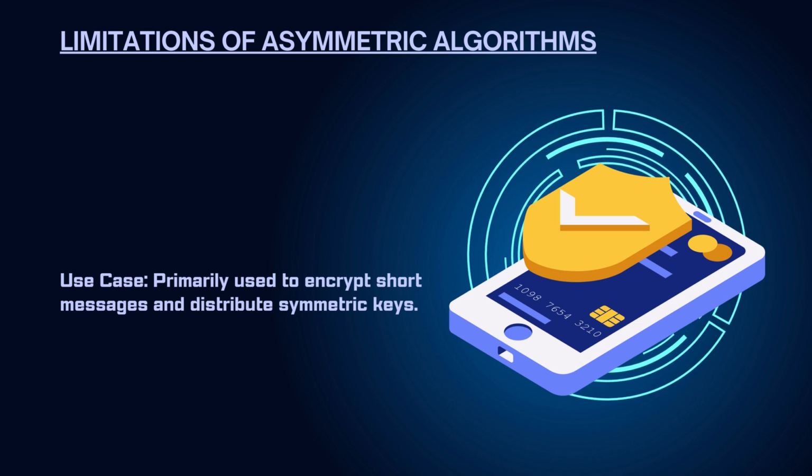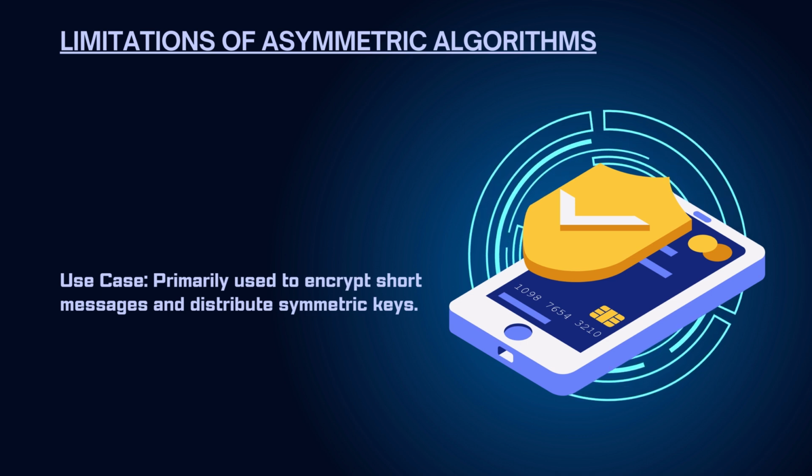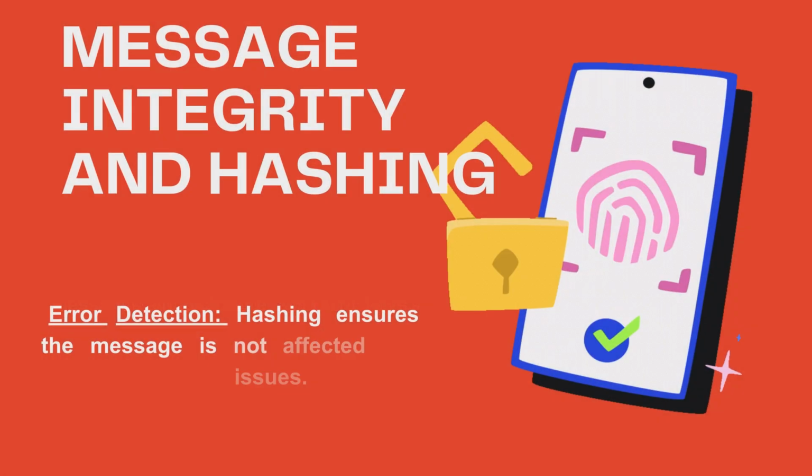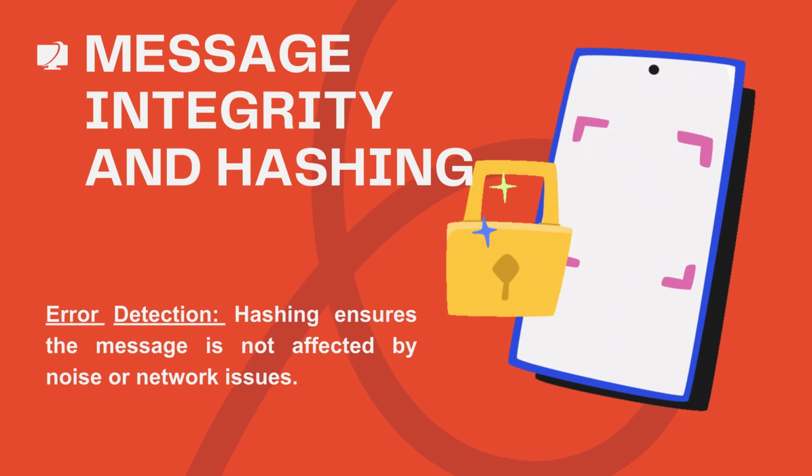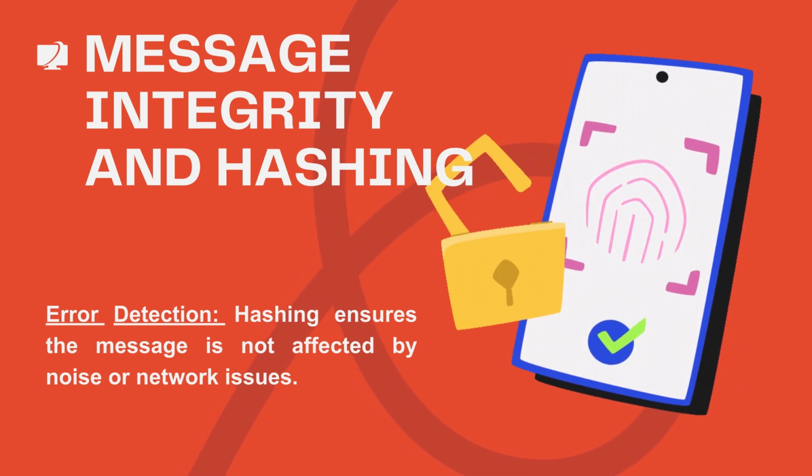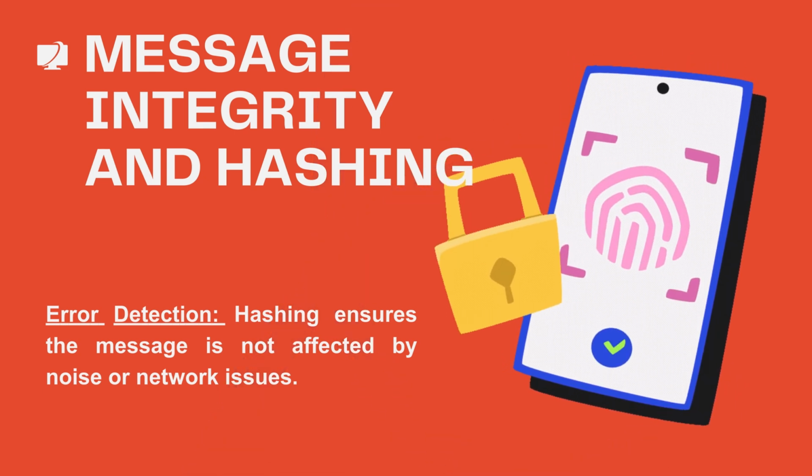So, while asymmetric algorithms are super important for security, we also need to know where they fall short. Next, we're going to talk about message integrity and hashing, how we make sure no one messes with your data while it's being sent. Stay tuned. This is going to be interesting.